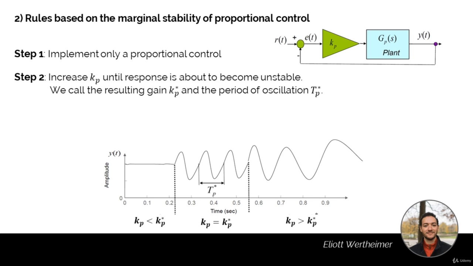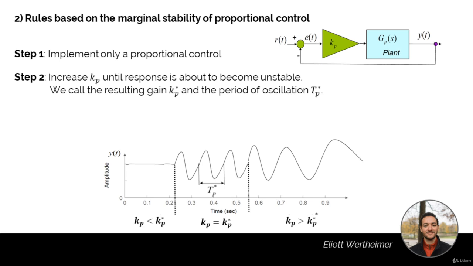And what we want to do in a second step is, for the same step input, increase the value of Kp until the response of the system Y(t) is about to become unstable. So to be very clear, unstable does not mean there are oscillations. Unstable means that the amplitude of the oscillations is increasing with time towards infinity. We call the resulting gain Kp star and the period of oscillation Tp star.